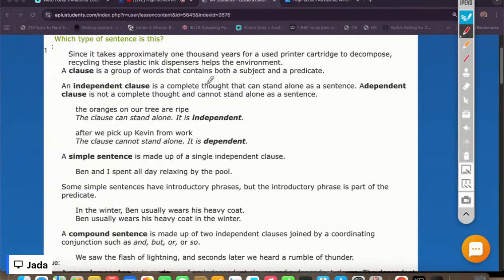Okay, so we already know the clause and the independent clauses and dependent clauses. So clause is a group of words that contains both a subject and a predicate. And under that we have dependent clause and independent clause. Now independent clause is a complete thought that can stand alone, and dependent clause is not a complete thought and cannot stand alone. So just like we have the oranges on our tree are ripe, independent. After we pick up Kelvin from work, it is dependent.